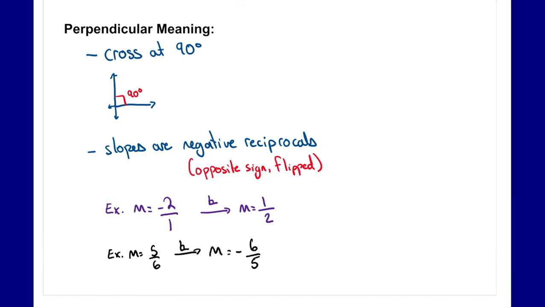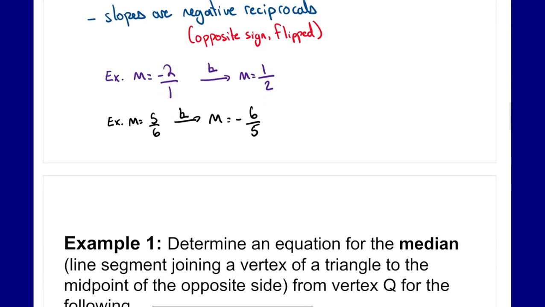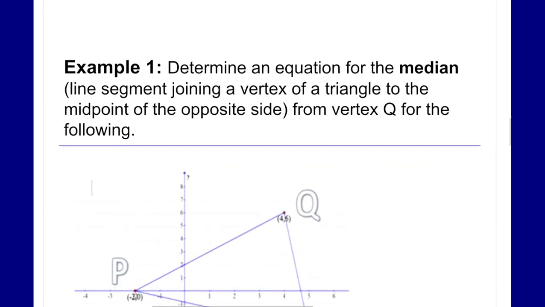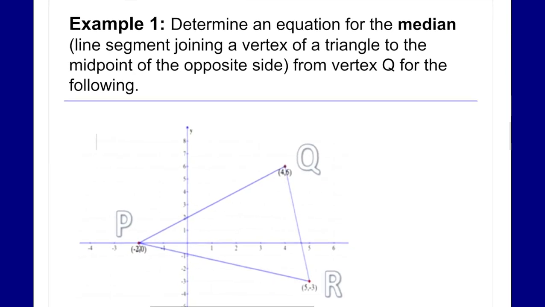So those are examples of what we mean by perpendicular slopes or perpendicular lines, some of the characteristics of them. Keep in mind the b value, the y-intercept, does not affect whether it's perpendicular or not. It's only the slope. So we're going to continue and look at some specific examples of dealing with the midpoint.